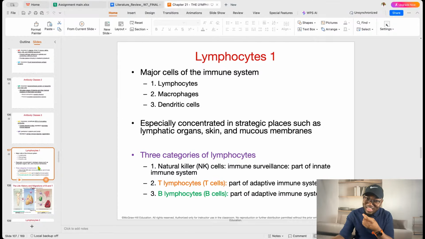Now, when you're talking about lymphocytes, they are one of the major immune system cells, like lymphocytes, macrophages, dendritic cells. We've already discussed 6 of them, so you should know them, not just these 3. So this is lymphocytes specifically. You have the natural killer cells, the T lymphocytes, and the B lymphocytes. The T and the B lymphocytes are part of what? Adaptive immune system. While the NK cells are part of what? The innate immune system. They will ask you this question. You need to be able to know the difference. But the 3 of them are under what? Lymphocytes.